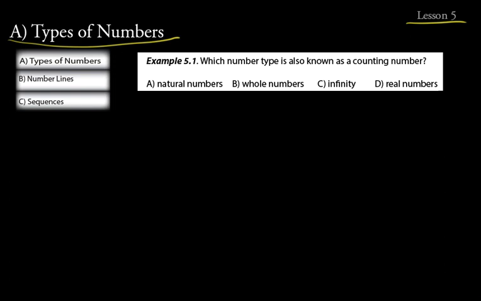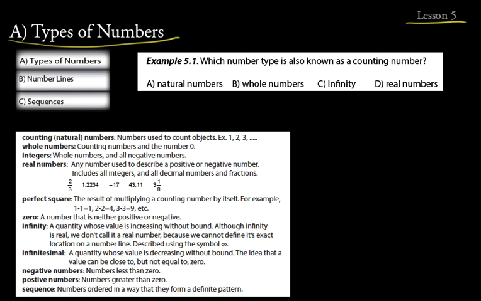So refer to those definitions as you need to, and you'll get more familiar with the different number types by answering questions that help you compare and contrast them, like this example 5.1. So let's look at that. Which number type is also known as a counting number? Maybe you remember that. If you remember that, go ahead and answer, and then just fast forward to the next example. But if you don't know that, if you're clueless about that, you might want to look up your number types. But I'll put our definitions for lesson 5 up here on the screen.